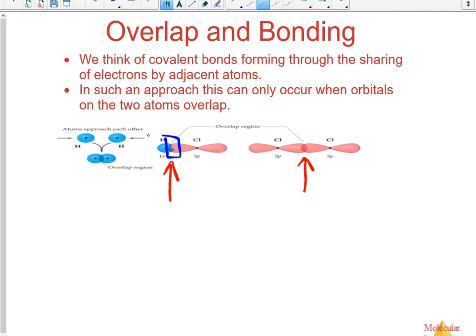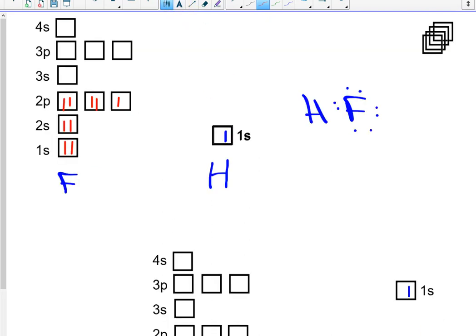All right, so we think of covalent bonds forming through the sharing of electrons by adjacent atoms. In such an approach, this can only occur when orbitals of the two atoms literally overlap. So we've talked about them bonding before, but we maybe never said why. What we mean by overlap is literally this, if you'll look at the screen for a second. We can have a molecule called hydrogen fluoride. The reason we can is because hydrogen has 1 electron that it will share. Fluorine has 9 total electrons, but desperately wants 10. Are you okay with that?